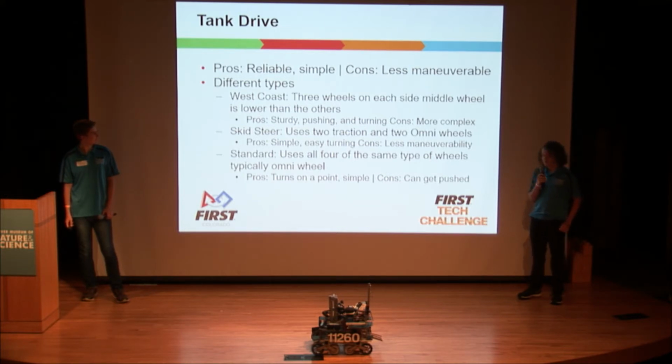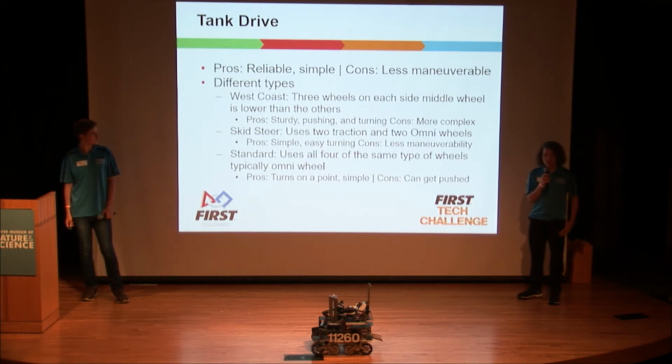The next is the skid steer, which uses 2 traction wheels and 2 omni wheels, which allows for good turning, and it is simple to build, but it is a tank drive, so it has less maneuverability.